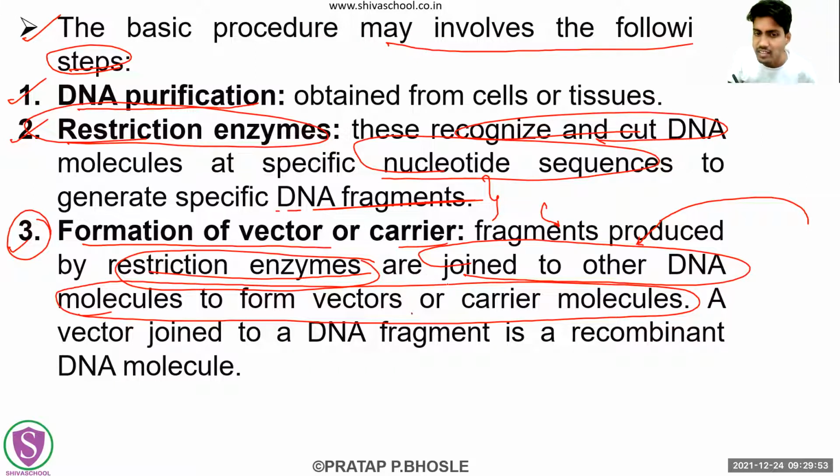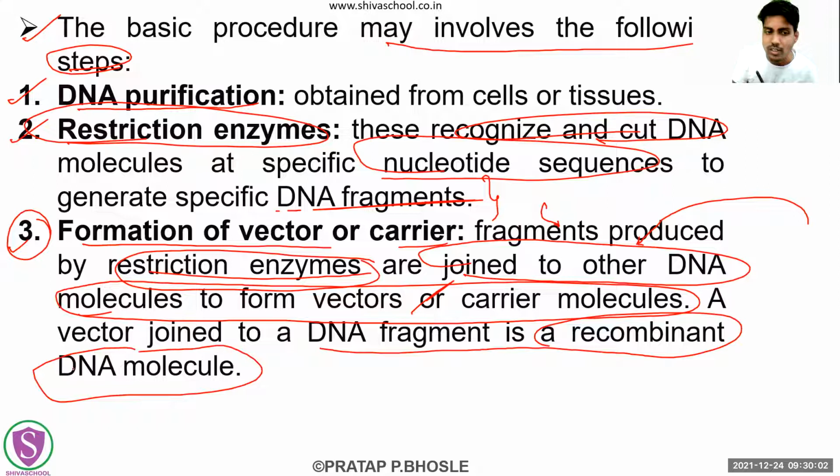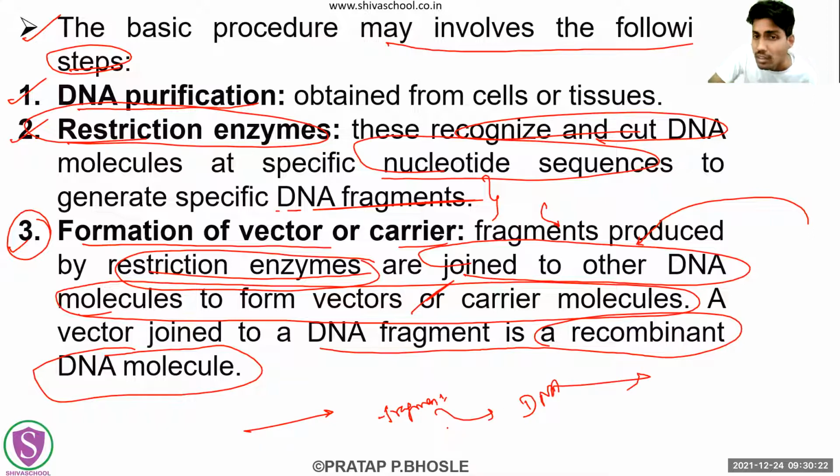That vector is also called a carrier molecule. So the vector joined to a DNA fragment is a recombinant DNA molecule. What exactly is a recombinant DNA molecule? This vector is joined with a fragment of DNA. The fragment of that DNA has been formed by the restriction enzymes. When that fragment attaches to the DNA, then ultimately you are getting a recombinant DNA molecule.